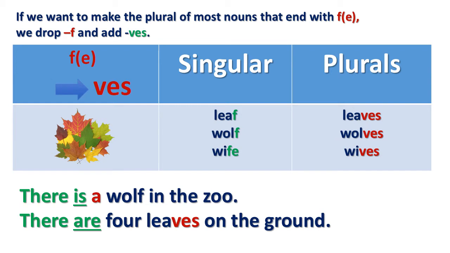If we want to make the plural of most nouns that end with f, fe, we drop f and add v, e, s. Leaf, leaves. Wolf, wolves. Wife, wives. There is a wolf in the zoo. There are 4 leaves on the ground.